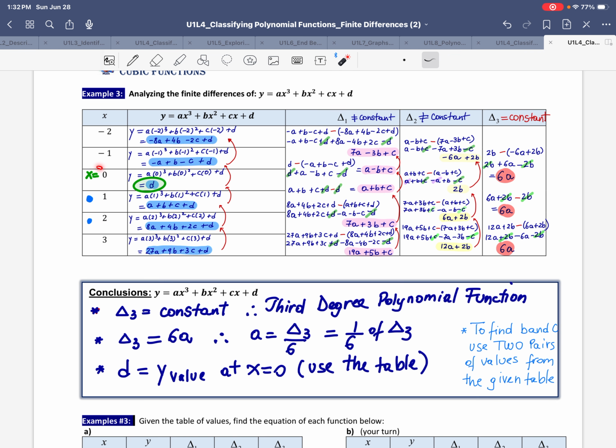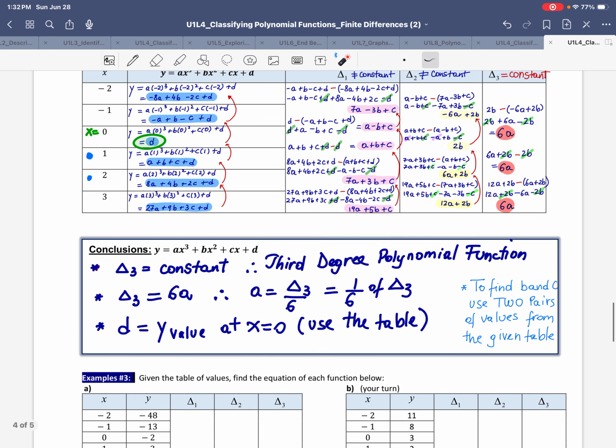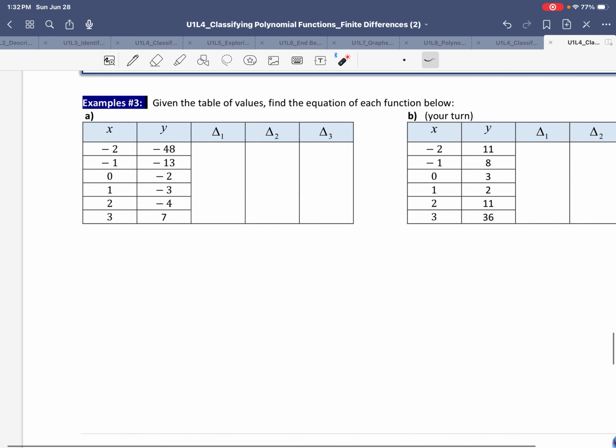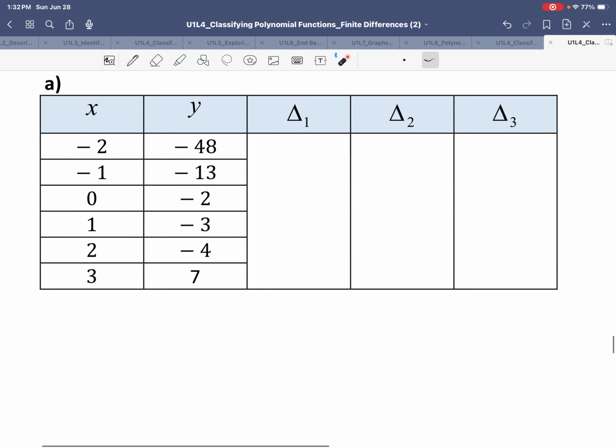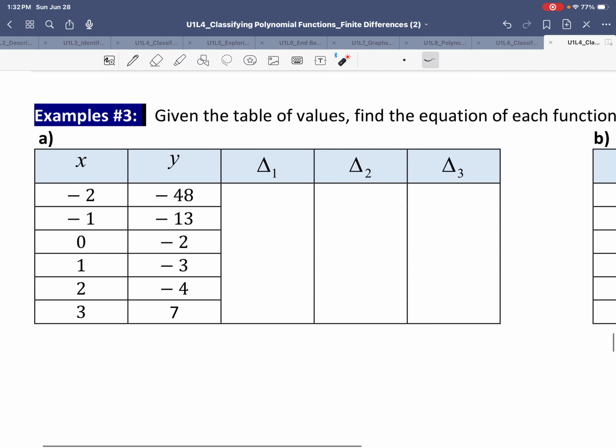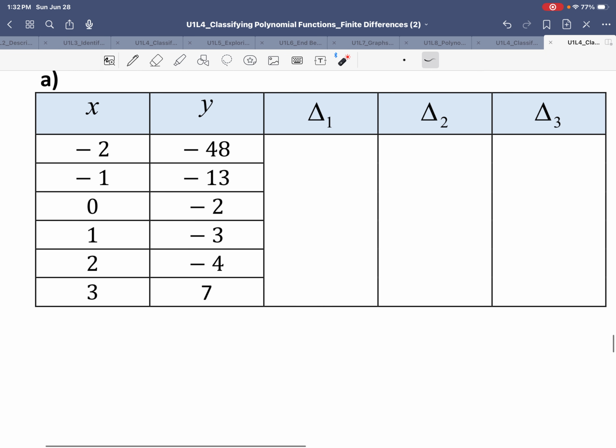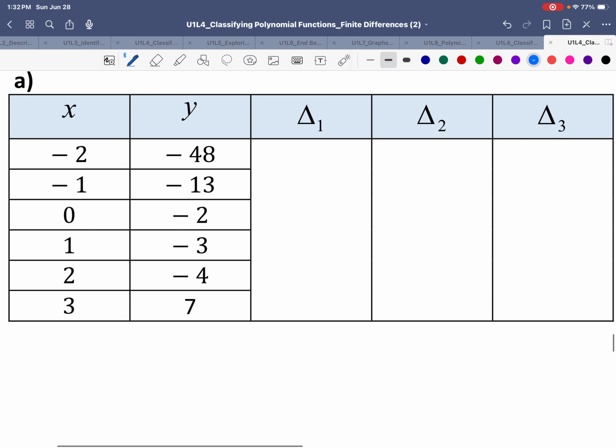Now, can we use x equals 0, y equals d? Not really, and that is because we already used this for coefficient d, so we cannot use it to find the other coefficients. So the equations will give us no solution. So let's jump into an example. So we are given a table of values. We have to find the equation of each function. So we're going to start with the first one, obviously.